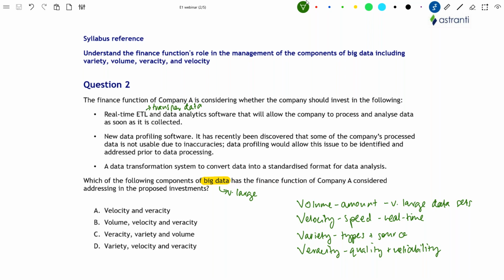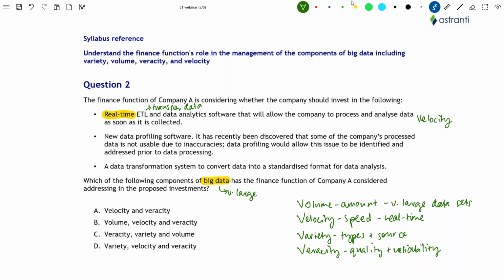Okay, so here we're also talking about real-time software. So we've got real-time ETL and data analytics software. This software will allow company A to process and analyze data as soon as it's available. And this is, of course, as I mentioned earlier, going to help manage the velocity of big data, as big data can be collected in real time, and by having this real-time software, insights can be generated in real time too. So company A can react quickly to what the big data is saying. So this is addressing the velocity component of big data.